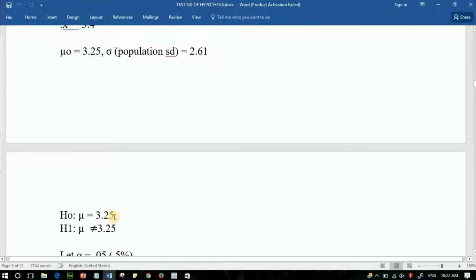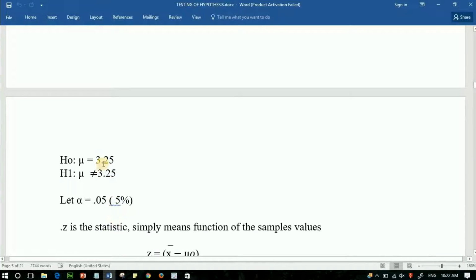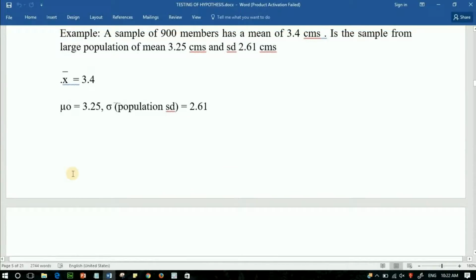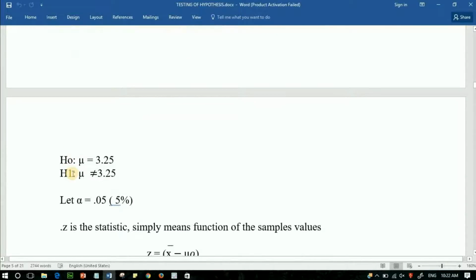So in this case, first of all, we always take the null hypothesis H naught such that mu is equal to 3.25. Here they are asking whether it is not equal to, so we use a two-tailed alternative, that is H1 such that mu is not equal to 3.25. If nothing is specified, we take alpha equal to 5% or 0.05. If something is specified, you have to take that value of alpha itself.